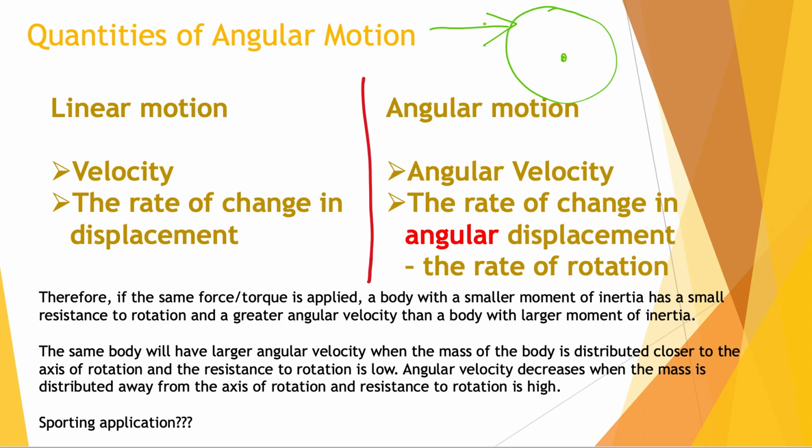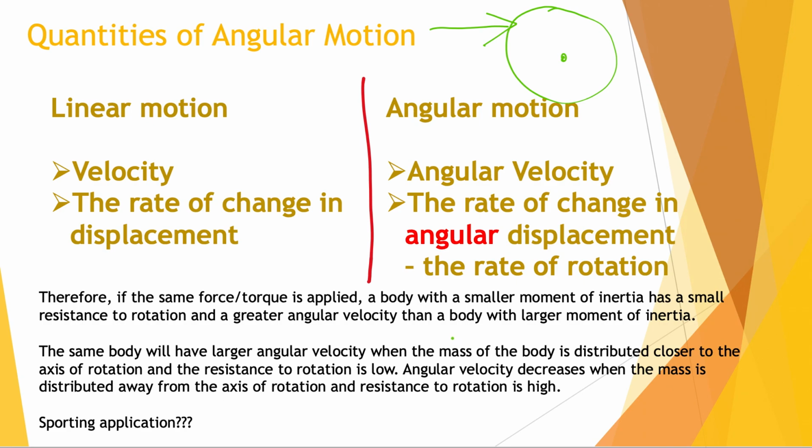Another word for this eccentric force is a torque, a turning force, a force that results in something turning about its axis of rotation. So if the same force or torque is applied, a body with a smaller moment of inertia has a small resistance to rotation and therefore a greater angular velocity, if we applied the same amount of force to it, than a body with a large moment of inertia.